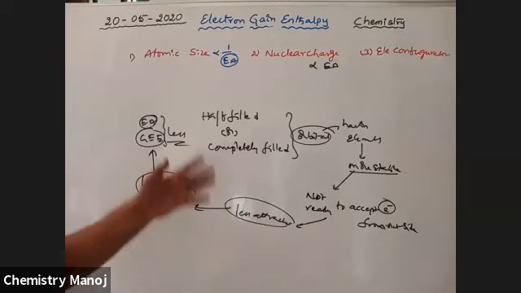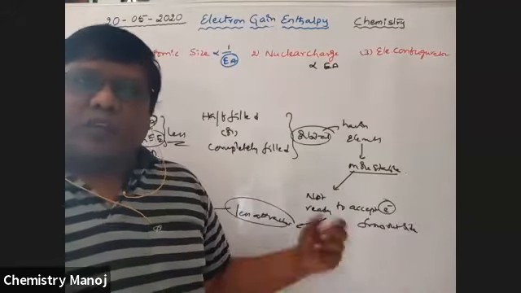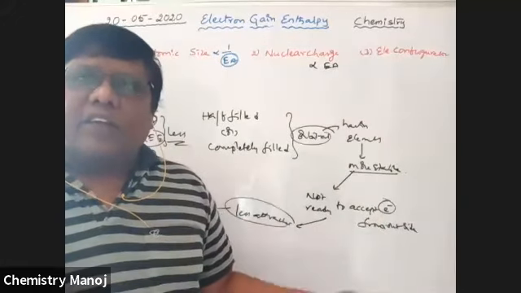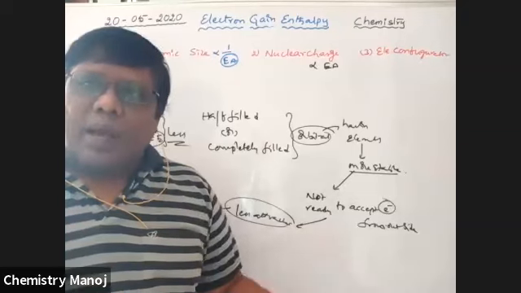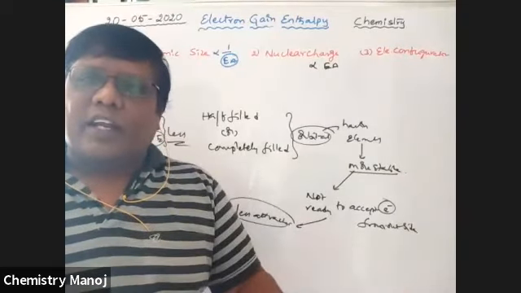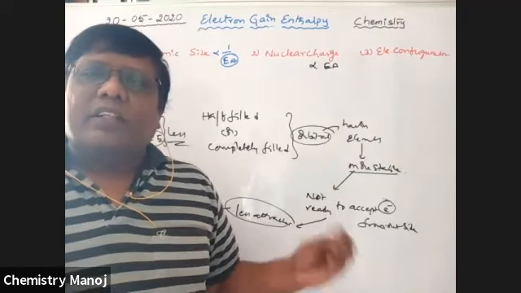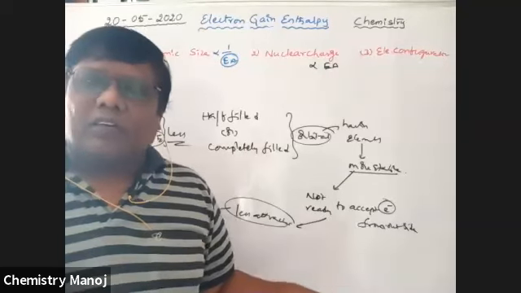Because elements having half filled or completely filled orbitals are automatically stable, if one more electron is added, their half filling or completely filling nature collapses. Because of that collapsing, their stability decreases. No element is ready to decrease its stability by accepting an electron. That's why these are not ready to accept that electron.